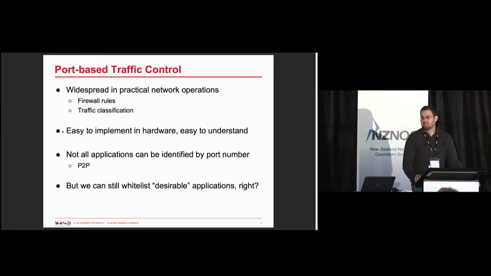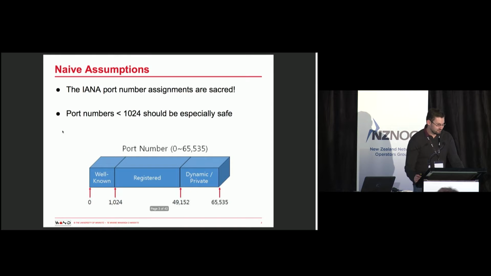And of course, many years ago now, we've realized that not all of the applications that we see on the internet can be easily identified by their port number. In particular, peer-to-peer came along and was quite good at trying to hide itself by choosing random port numbers. But it's not all bad, right? Because we can still whitelist the applications that we know are desirable because we know that they're going to run on very specific port numbers.